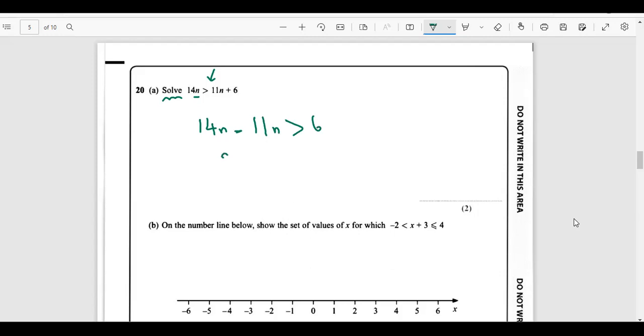14n minus 11n would give me 3n greater than 6. I would be dividing by 3 and it would give me 2. So n is greater than 2. This was the first part and it was easy. The second part is more interesting. Let's talk about it.